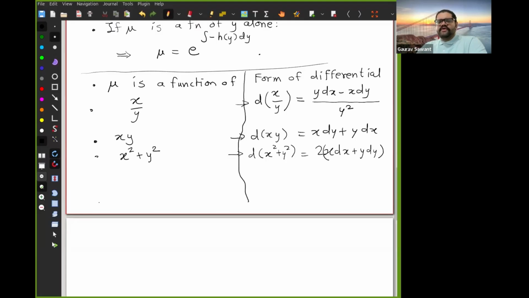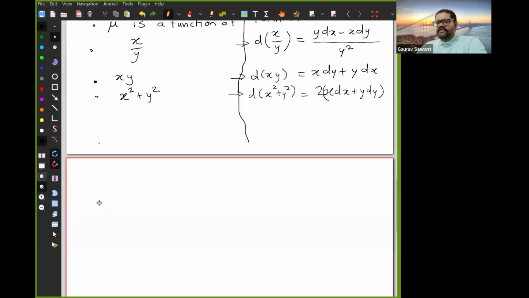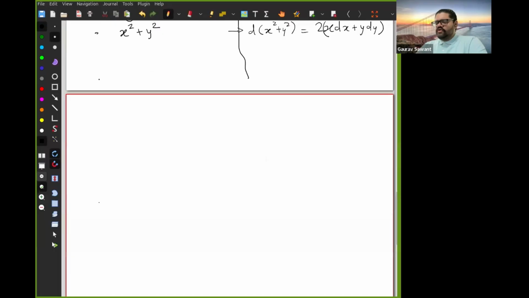So there are cases where some questions can be solved easily through homogeneous. Many times they may be exact, and the exact differential equation method might be faster. Depending on that, one can solve different kinds of problems. So let's start with our first problem of the day.